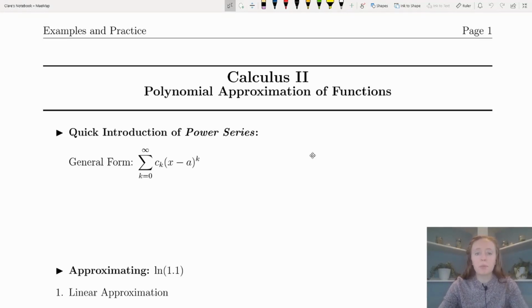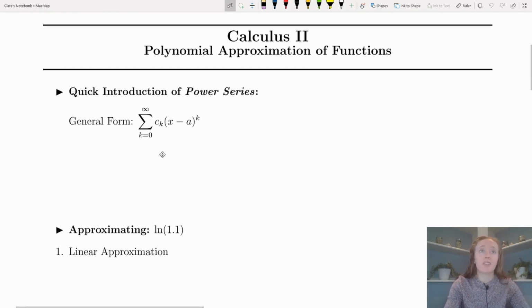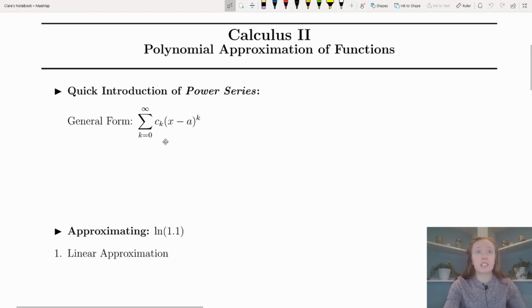I'm the tutor in the math help room, and today I'm just going to introduce you really quickly to power series and then go into polynomial approximation of functions. So, the quick introduction of a power series. The general form of our power series is going to be some constant c sub k times x minus a, all raised to the k.